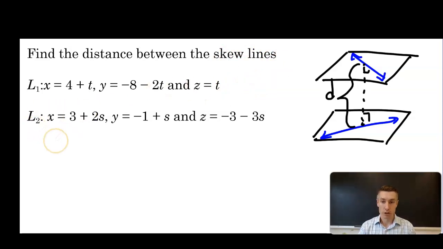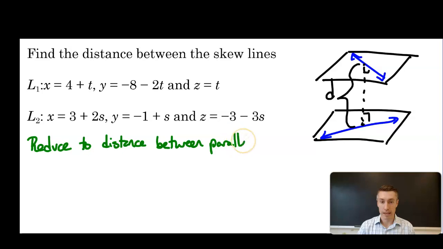Okay, so let's just write out what we talked about for our notes. We want to reduce this to distance between parallel planes, which means we need a normal vector.